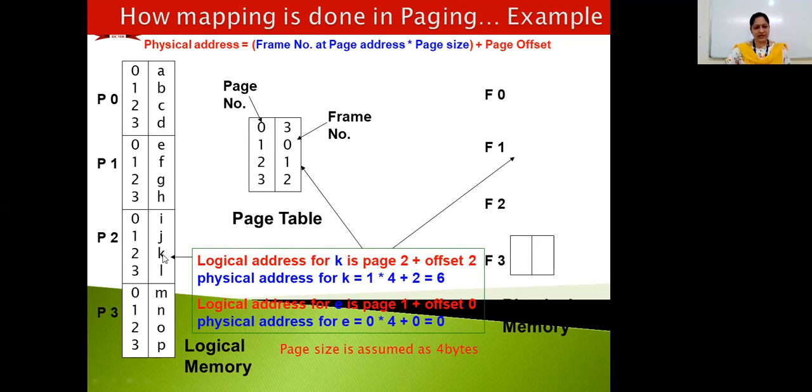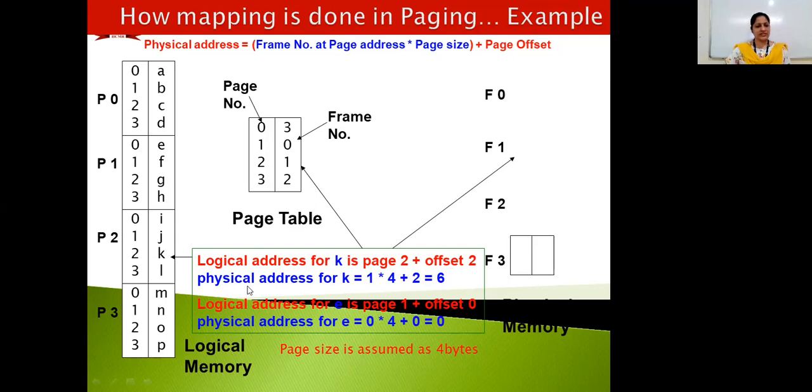Let us concentrate on the kth byte here. In order to put the values in the logical address, first you need to find out in which page the kth byte is located. It is located in page number 2. And what do you mean by offset here? What is the sequence of that particular kth byte in that respective page? If you see the sequence 0, 1 and 2, the kth byte is located at this second position. So you can see the offset is 2.